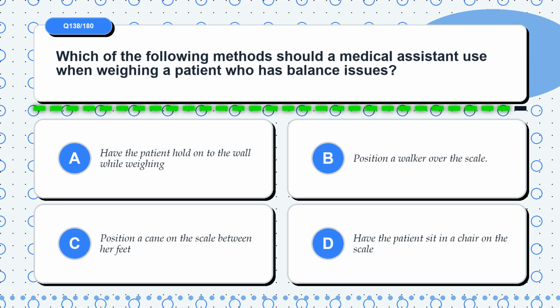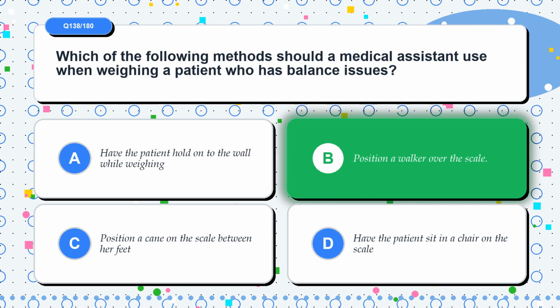Question 38. Which of the following methods should a medical assistant use when weighing a patient who has balance issues? Here are the options. Option A, have the patient hold on to the wall while weighing. Option B, position a walker over the scale. Option C, position a cane on the scale between her feet. Option D, have the patient sit in a chair on the scale.